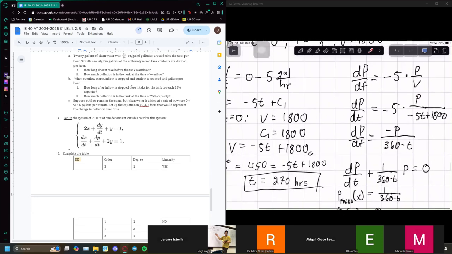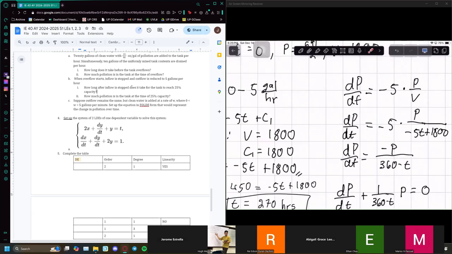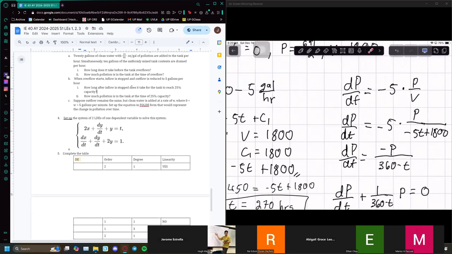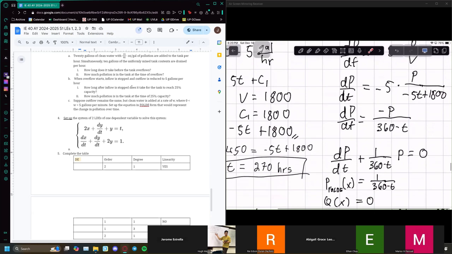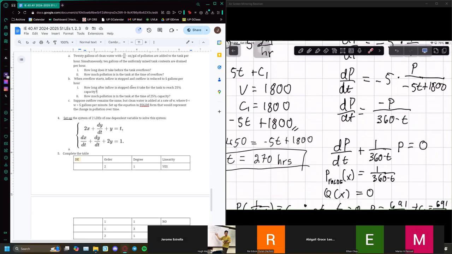And just to add, I remember there was an example item before where the V is constant. So in that case, you can just replace V with a certain number. Otherwise, if you know that V is not going to be constant over time, you should expect that this will not be a constant. It should be a function of time. Anyway, so just simplify, cancel out the 5. dP over dt equals negative P over 360 minus t.